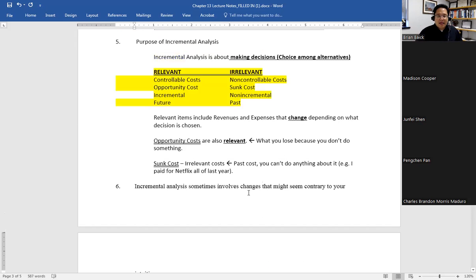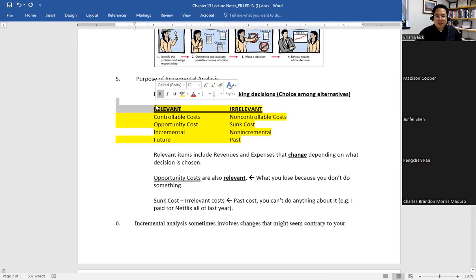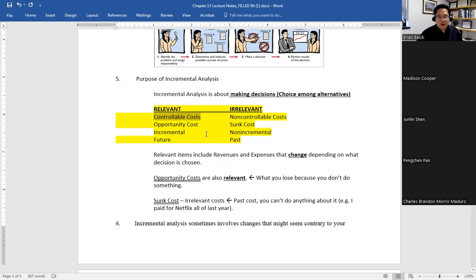When you engage in incremental analysis, you have to think about what's relevant and what's irrelevant. Relevant has a lot of different things that go into it. If I'm deciding whether to make something or buy it, what are some relevant things that I need to think about? Of course, things that you can control are relevant, because if you go with option A or option B, then maybe the cost will exist in one option and not in the other. Opportunity cost is this idea of what you're giving up. If I go with option A and I don't go with option B, what am I giving up?